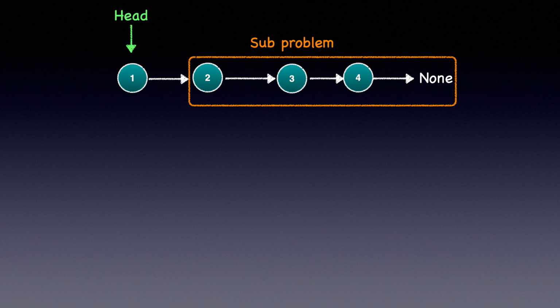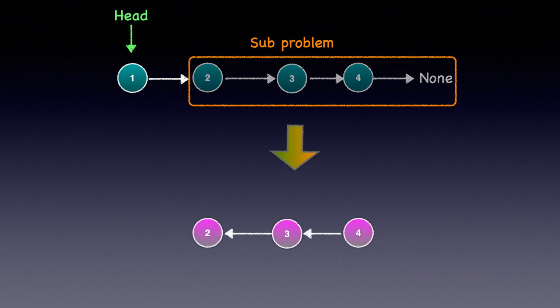In solving recursive problems, what I've found most useful is that you have to imagine that the function that we are writing already exists. You need to have faith that it will perform the task correctly, such as reversing the list for us. We'll call the reverse function on the subproblem or the sublist. The new head will now be at node 4 and node 2 points to none because this is the last node of the subproblem.